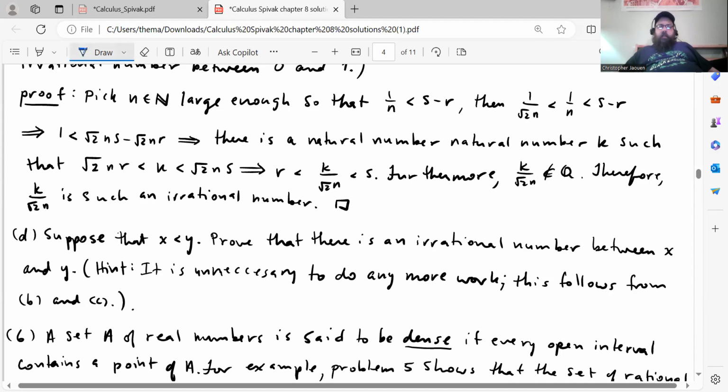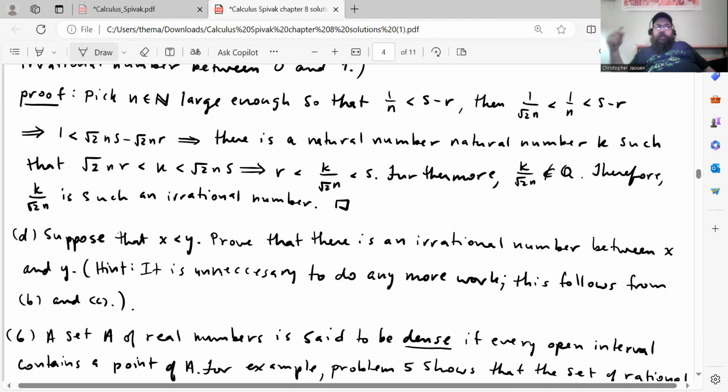The product of an irrational number and a rational number is always irrational. I don't remember if we proved that in a previous section, since it's been so long since I've done some of the chapters here. I forget if we actually proved that in this book, but it's easily proven with a proof by contradiction. So that k over radical 2n is an irrational number between r and s, which is what they wanted us to show.